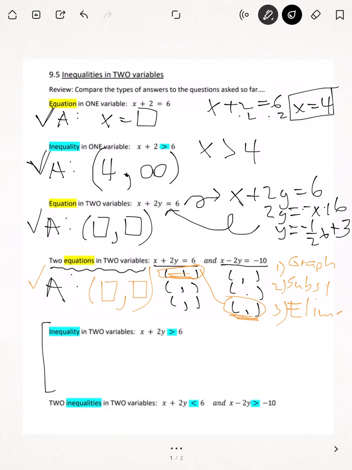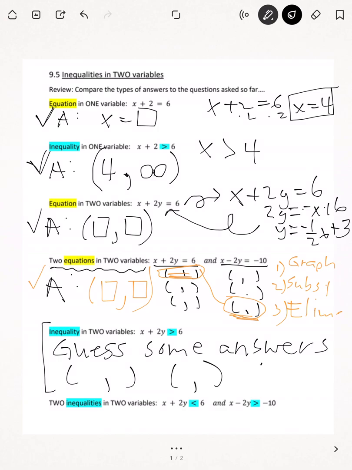Let's try to guess some answers. If we can come up with three answers, I think that we'll understand what we're looking for, and then we'll be able to come up with all of the answers.